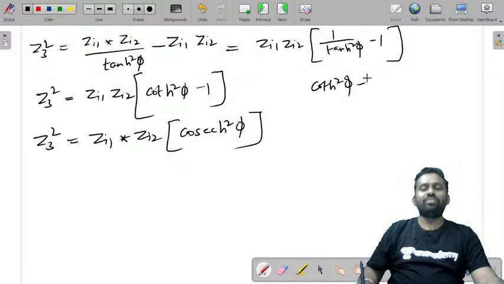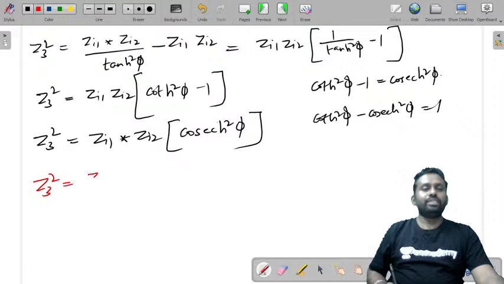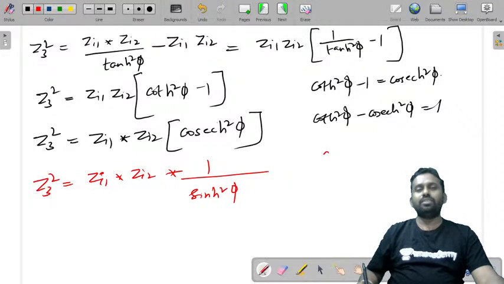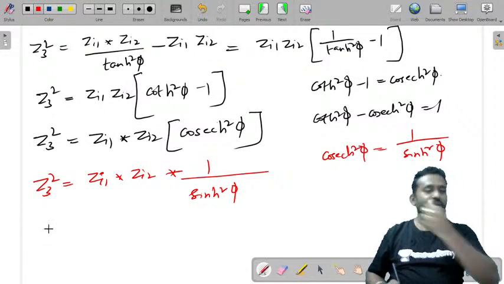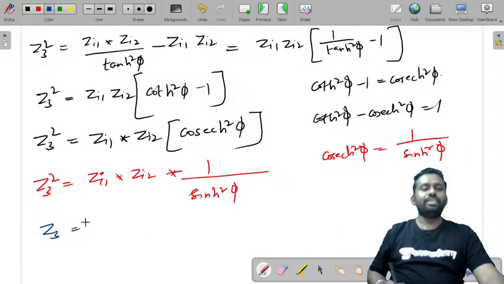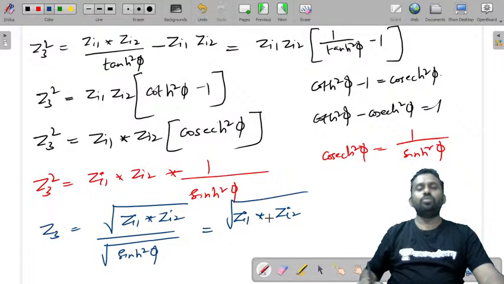We already know that coth square phi minus cosech square phi is 1. So z3 square is equal to zi1 into zi2 into, you can write this as sinh square phi, because cosech square phi can be written as 1 by sinh square phi. So if you want to find z3 from this, you can write z3 is equal to under root zi1 into zi2 by root over sinh square phi. So this will give you root over zi1 into zi2 by sinh phi.